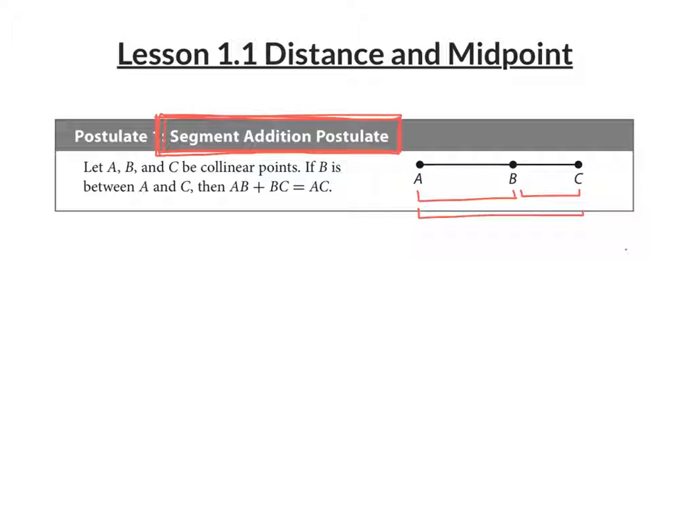All right, so you're going to write that down. You're going to draw this picture. You're going to call it segment addition postulate, and then you're going to write down this little formula right here. If you notice, it does say that those points are collinear, just meaning that they're on the same line.